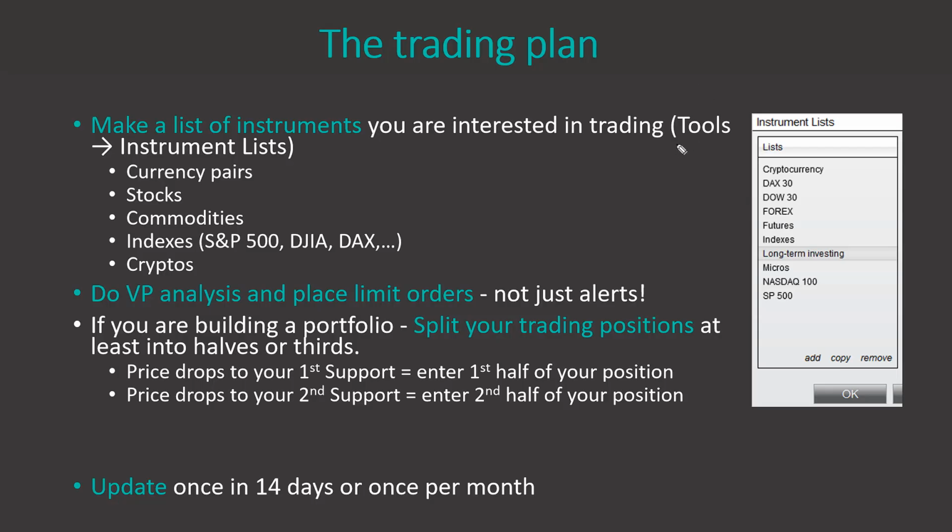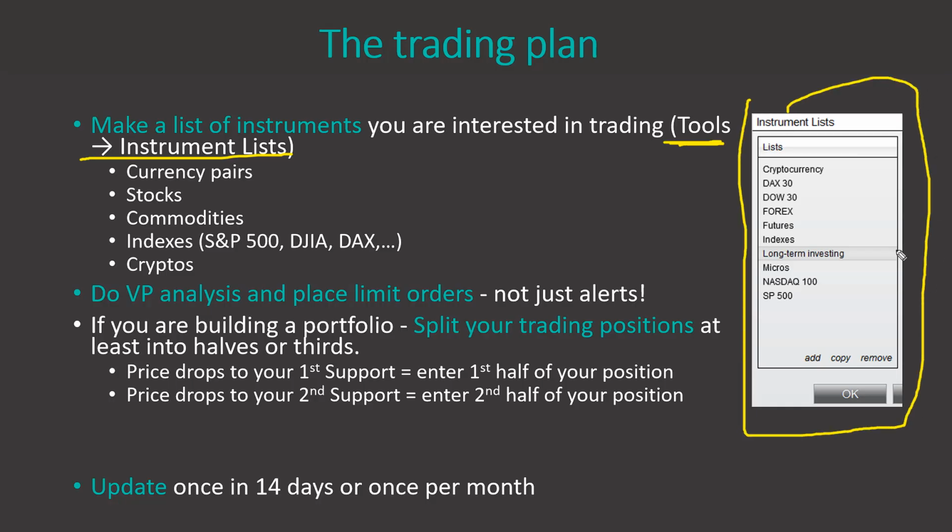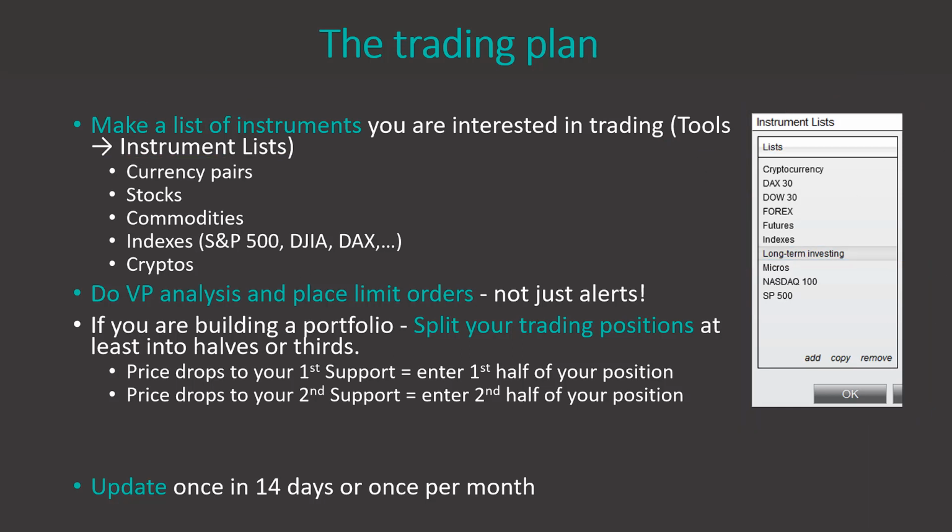So in NinjaTrader, you go to Tools, Instrument Lists. It will look like this. You can create a list like I did in here which says long-term investing, and you just save all those trading instruments there. So create a list.